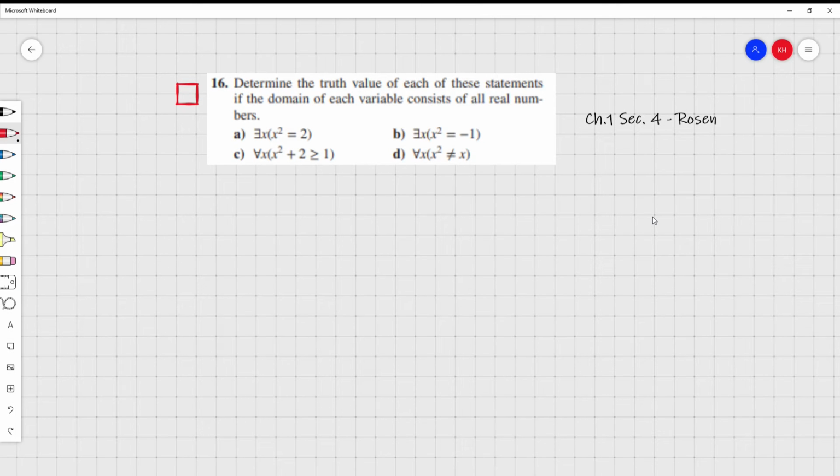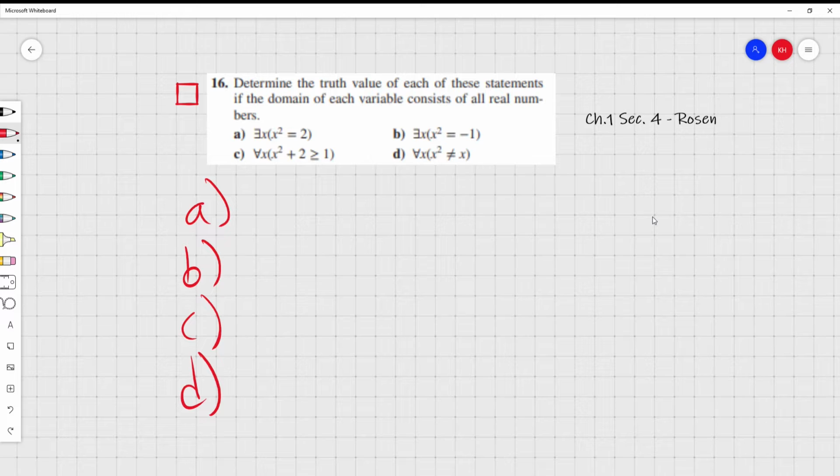Starting off on our first problem here, we have to determine the truth value of each of these statements if the domain of each variable consists of all real numbers. So of course, I want you guys all to try each of these questions before I actually go into the answers, but however you like to take it, it's up to you.